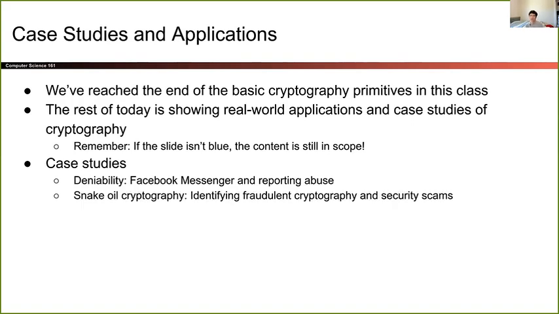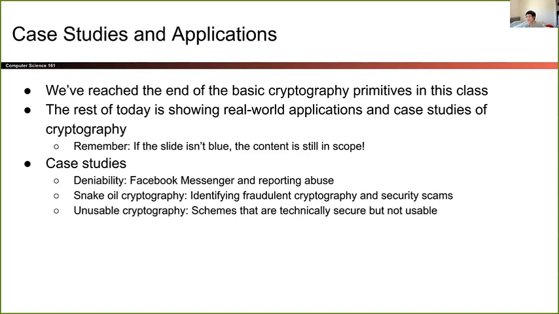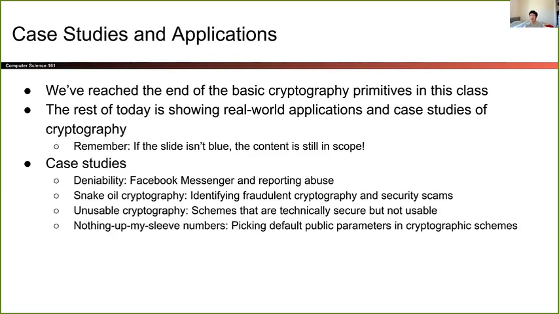We'll look at the idea of snake oil cryptography. A lot of marketing uses advertising that doesn't really genuinely represent the product, let's say. Unusable cryptography, which is technically secure, but absolutely horrible to use and thus unused. And we'll look at NIST and magic numbers, so how we trust that algorithms are not somehow backdoored.